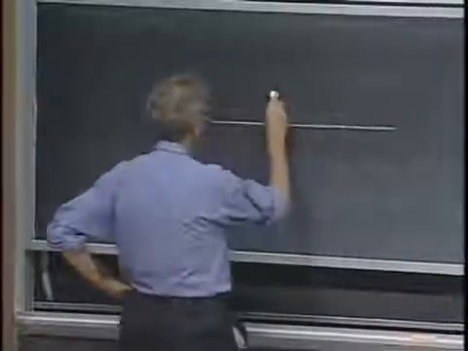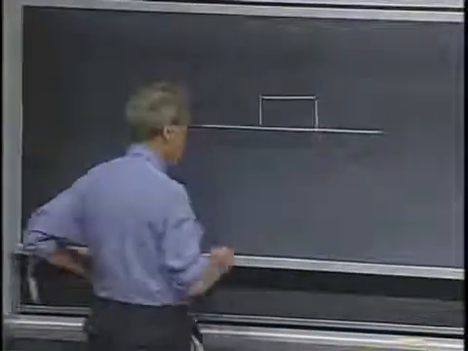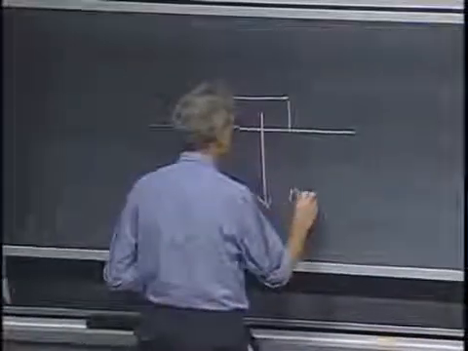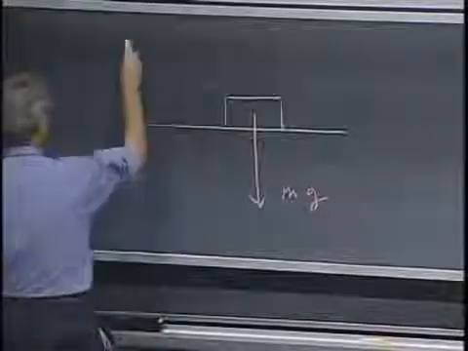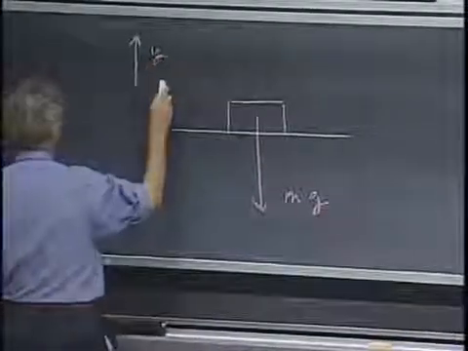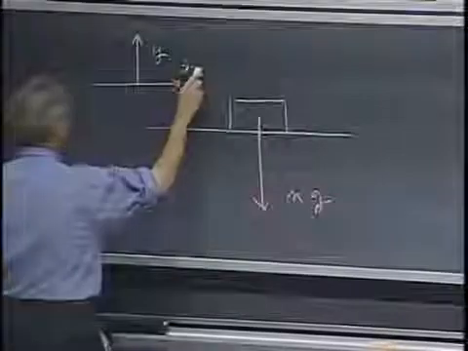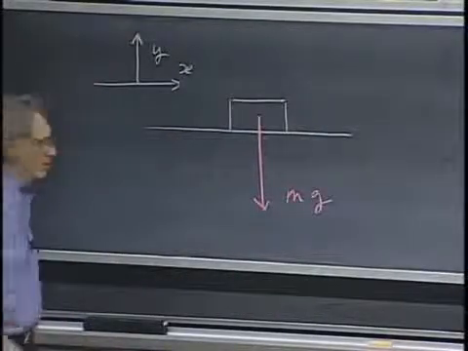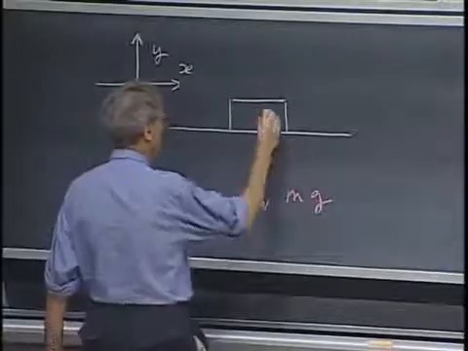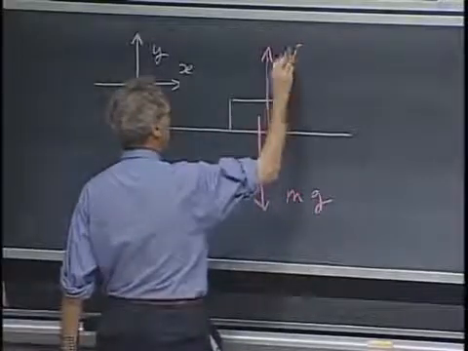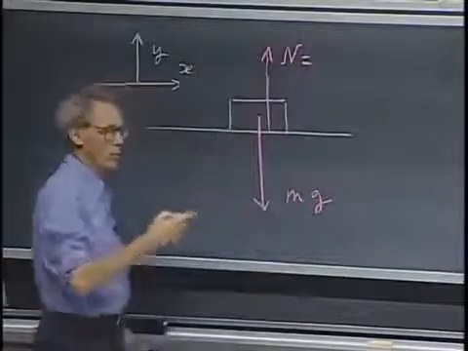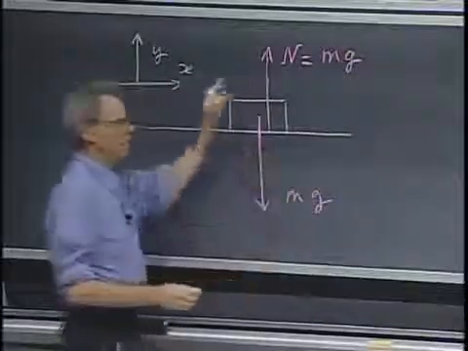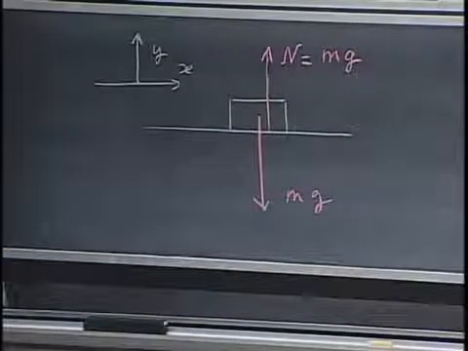I have an object on a horizontal surface. The object has a mass m, gravitational force mg. This is the y direction. This could be the x direction. There must be a force pushing upwards from the surface to cancel out mg because there's no acceleration in the y direction. We normally call that the normal force because it's normal to this surface, and it must be the same as mg. Otherwise, there would be an acceleration in the y direction.